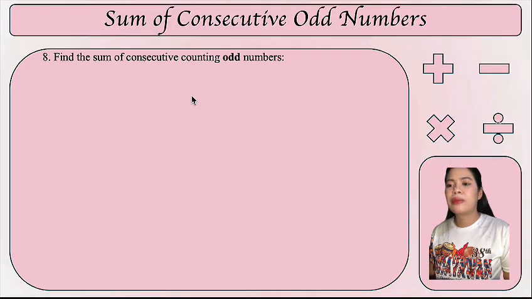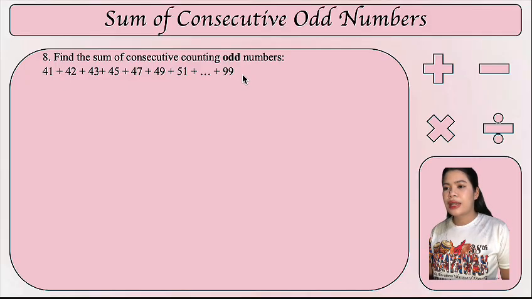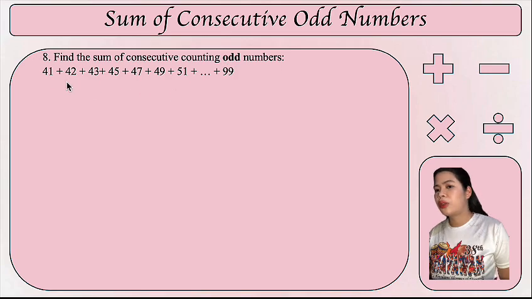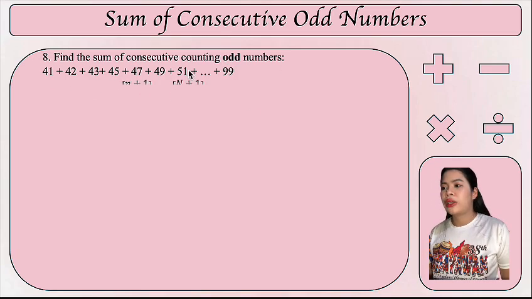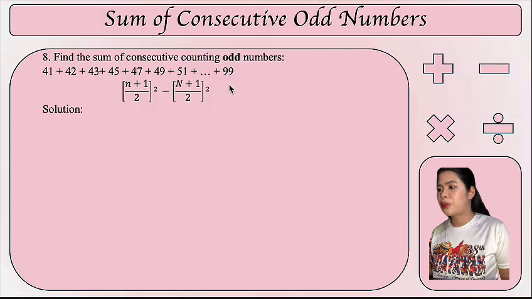Find the sum of consecutive counting odd numbers. Here we have a limit as well, which is 41. Then we are going to add up to 99. But it is odd numbers, so these are the numbers that are not divisible by 2. So we are going to use this formula: n plus 1 divided by 2 squared minus big N plus 1 divided by 2 squared. So we have here the solution.